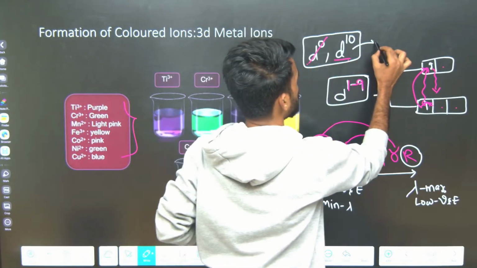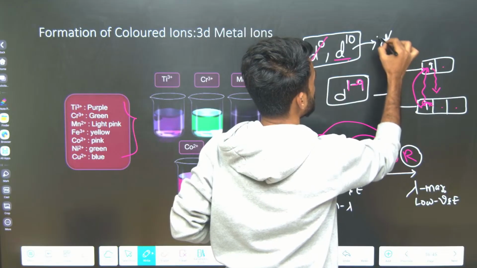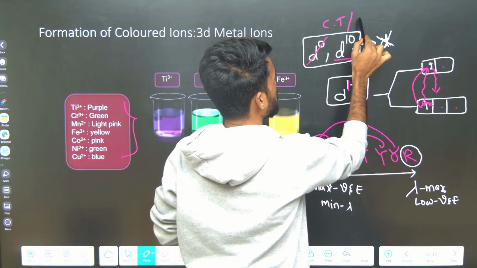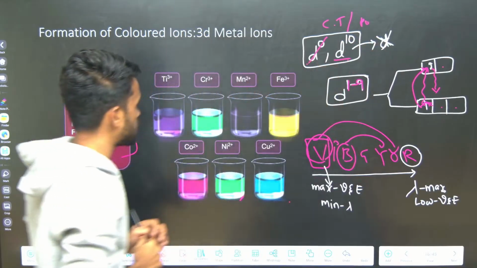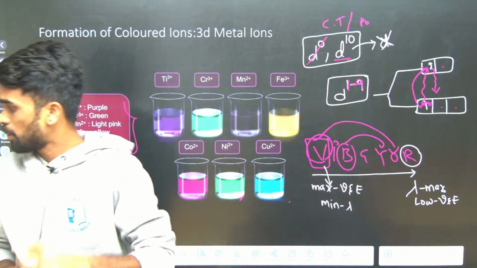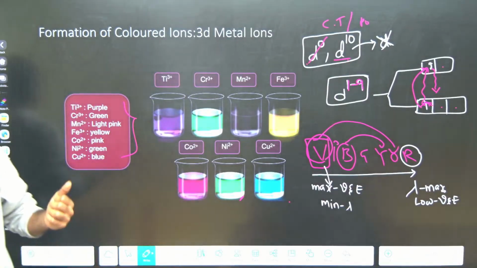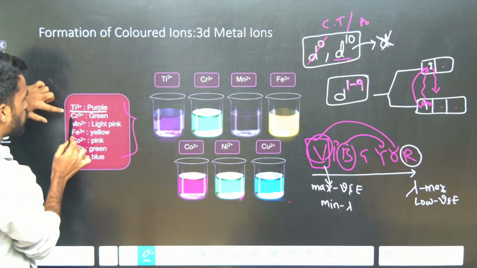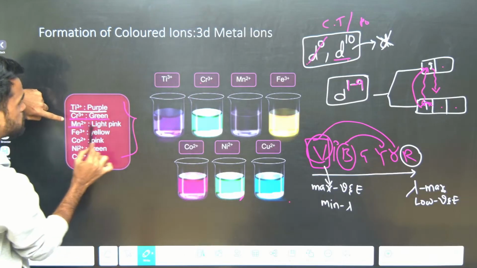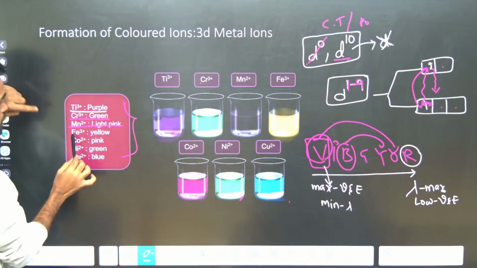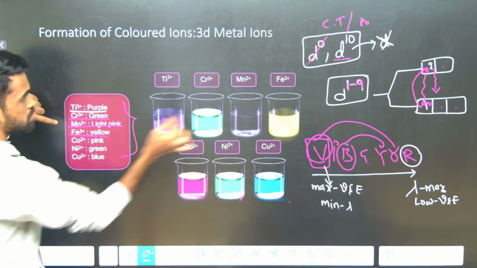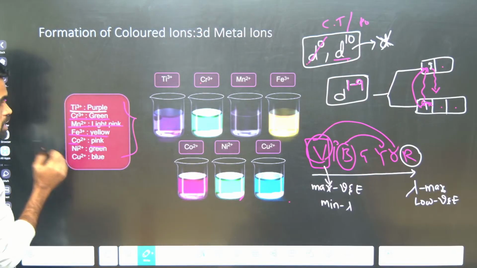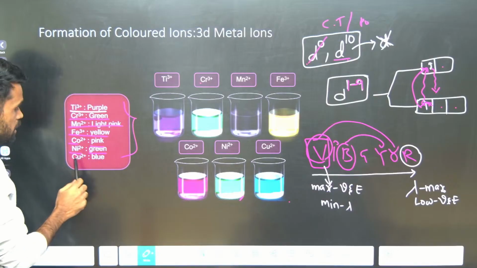Here the color may not be due to d-d transition, but due to some other reason like the charge transfer phenomenon, or polarization. Before understanding charge transfer, just look at this. What are the colors? Titanium +3 is purple, chromium +3 is green, manganese +2 is pale pink, Fe +3 is yellow, cobalt +2 is pink, nickel +2 is green, and copper +2 is blue.